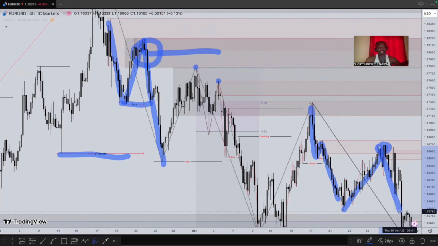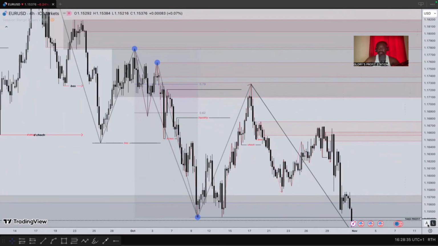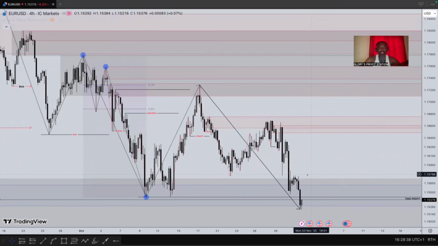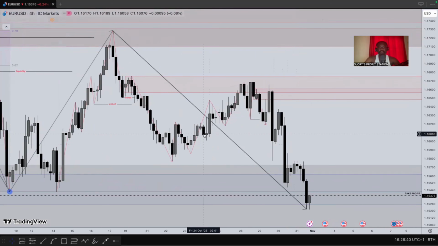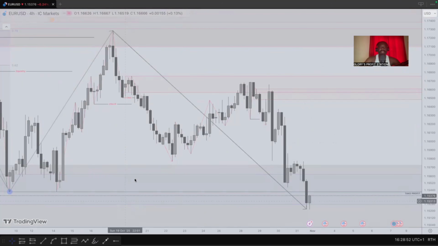I think that's the best explanation I can ever give for everything that I've been explaining. Again, you can rewind this video and get to understand what I just did there. Now, our main leg of price we're looking at is this leg here, from this high to this low. That's our main range. So let's go to the 1 hour time frame and see exactly what happened there.